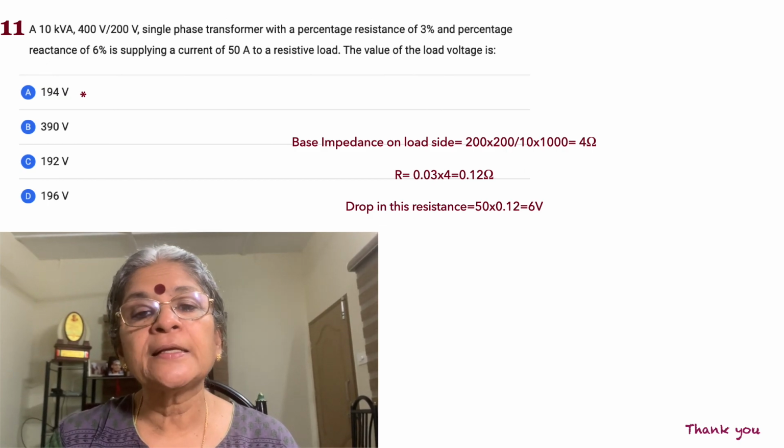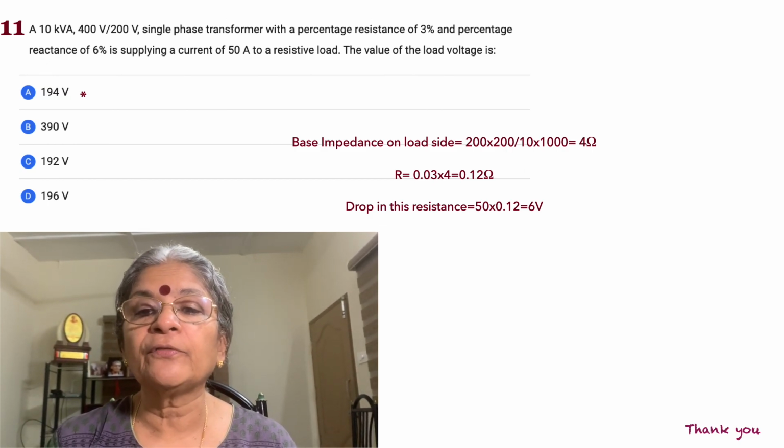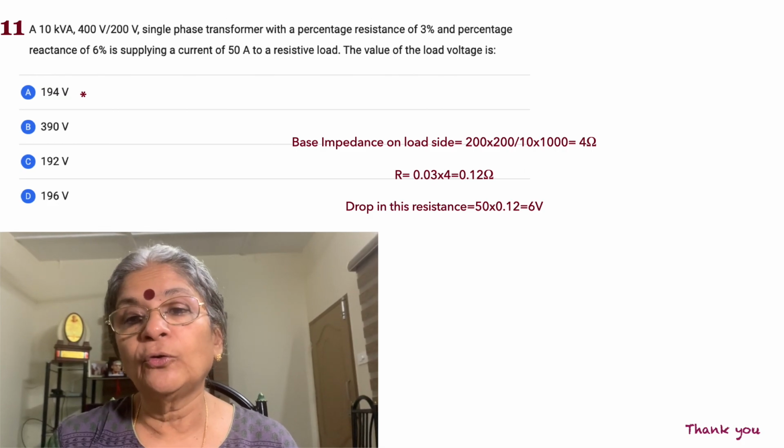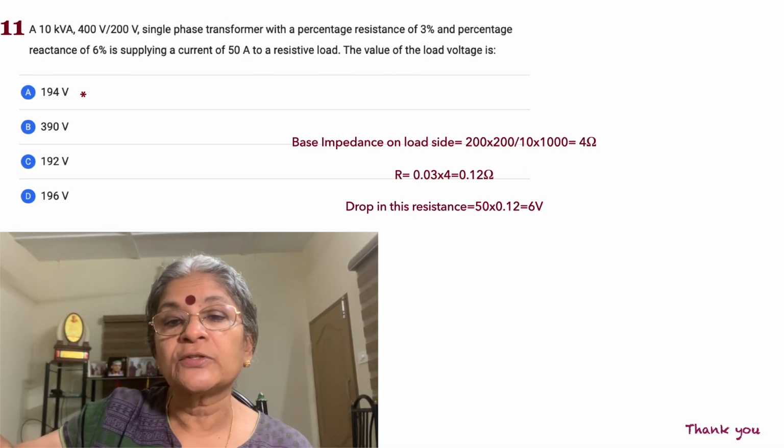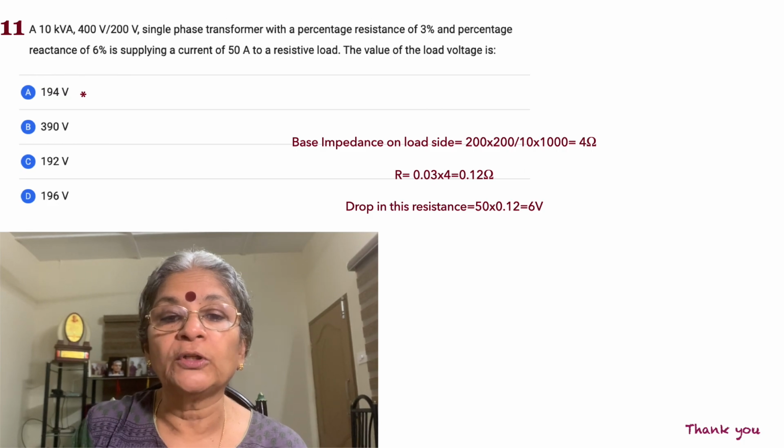And percentage reactance of 6% is supplying a current of 50 amps to a resistor load. The value of the load voltage is what? So there is a load and then you are giving your voltage. How do you do that?